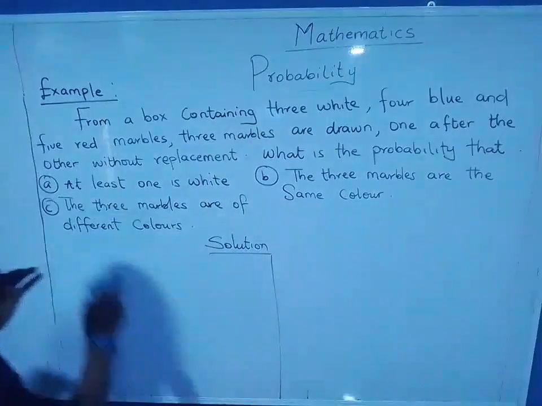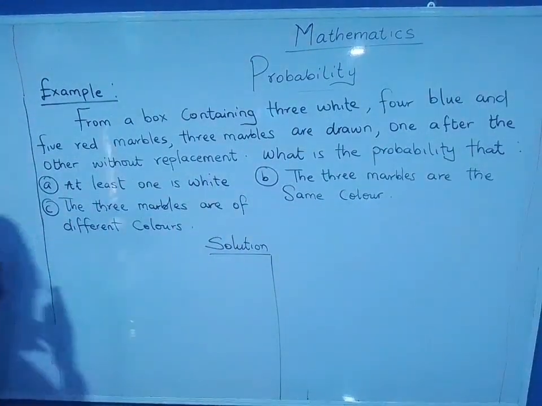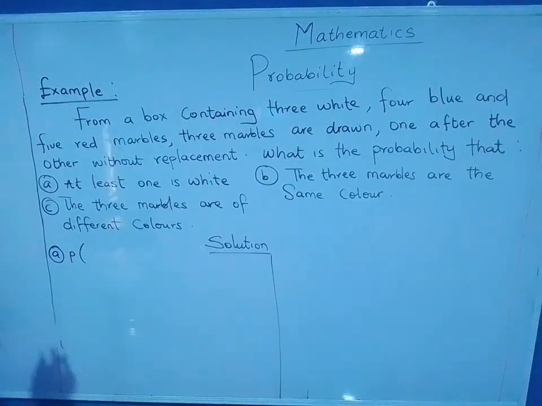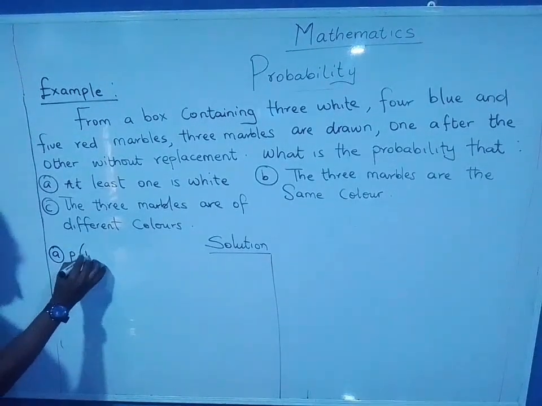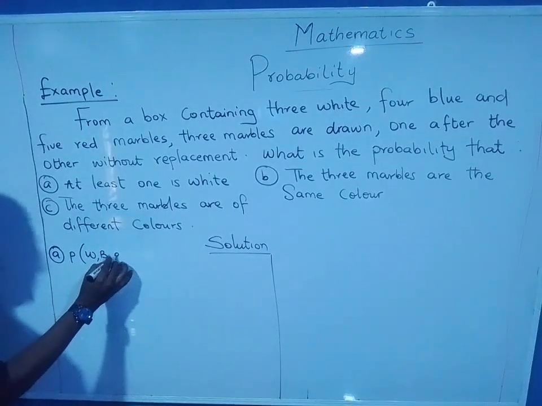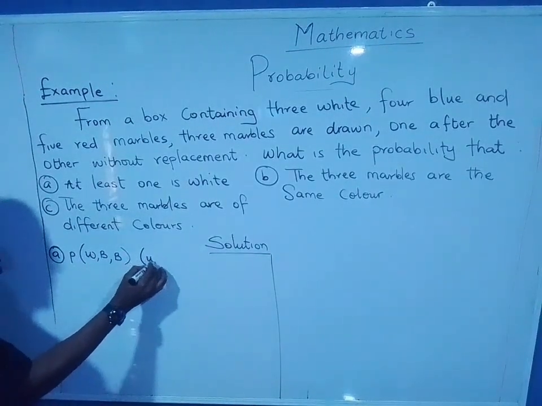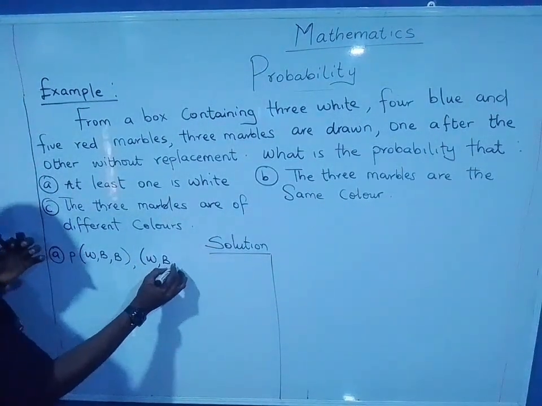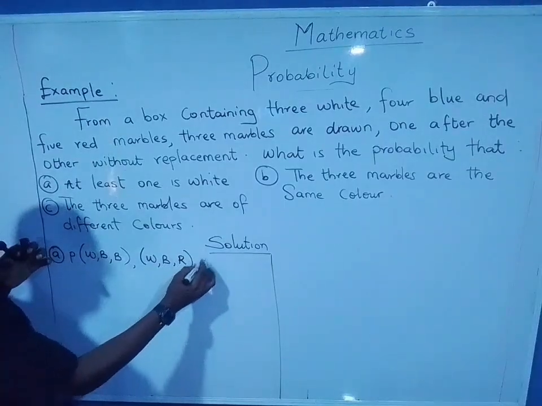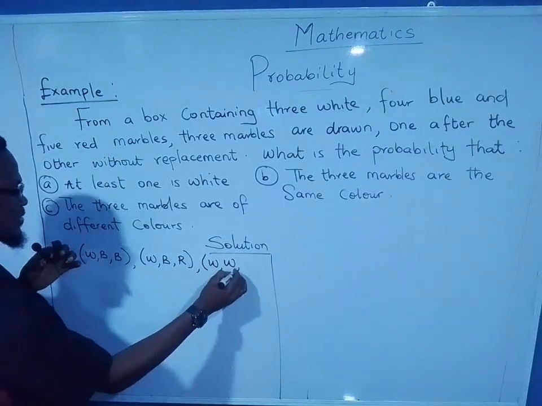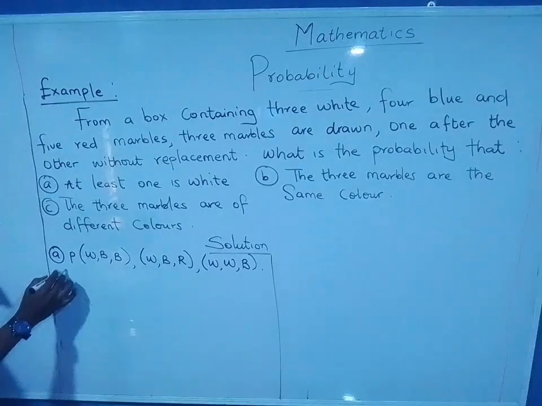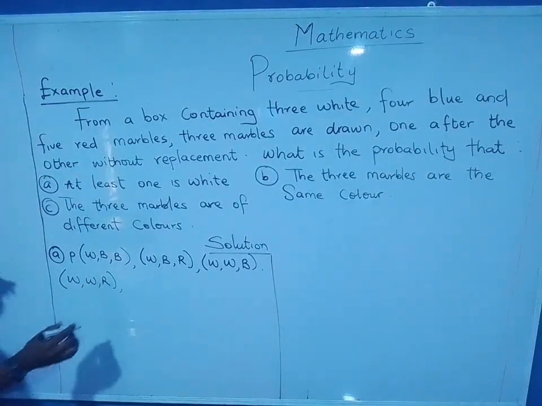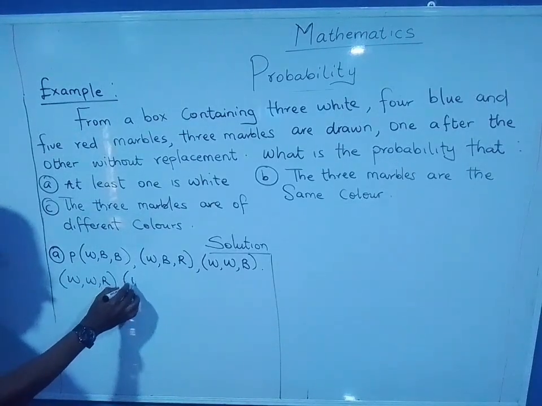All right, so at least 1 is white. The sample point for A is, we are looking for the probability that at least 1 is white. That means white, blue, blue, or white, blue, red, or white, white, blue, or white, white, red, or white, white, white.